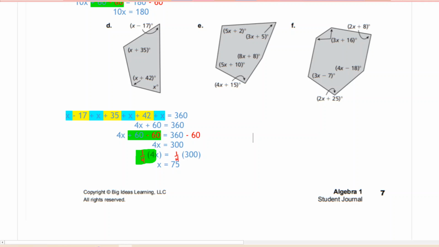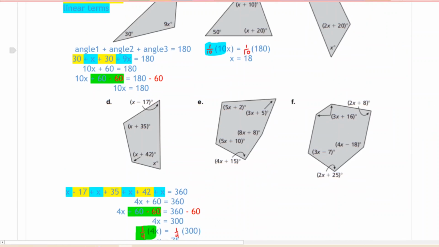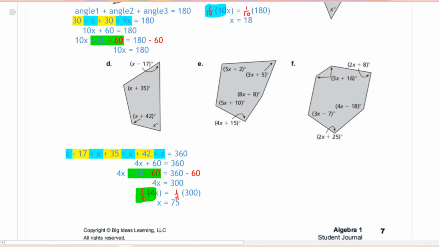Now that was supposed to be an exploration, but really that was just kind of doing algebra.